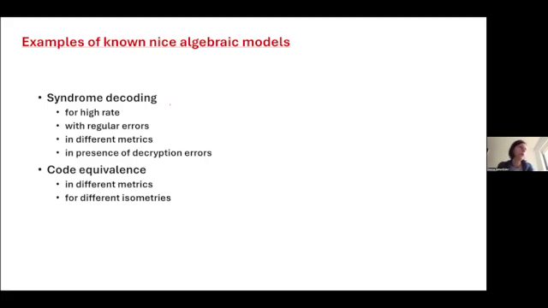For example, we know that in each 3 positions we have one error, when we know, for example, the channel presents some specifics in how the errors occur. And then we have different types of metrics. For some metrics, it's very easy to model the syndrome decoding algebraically. And what I've been working on is using this in the context of decryption error and also in code equivalence. Okay, so let's dive into these.